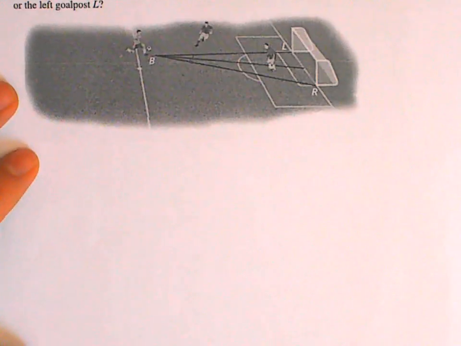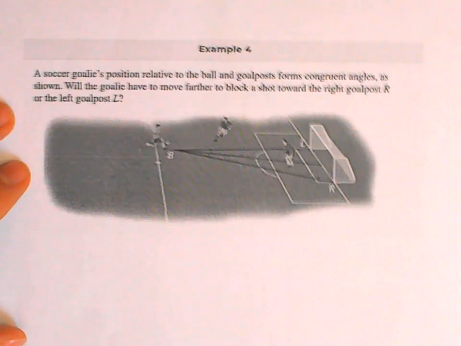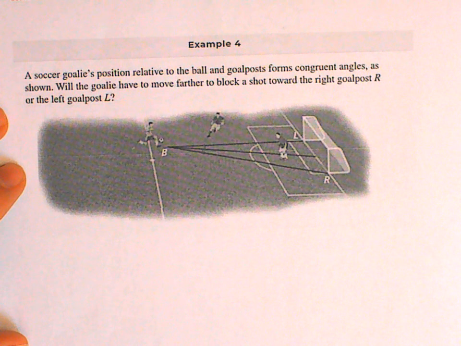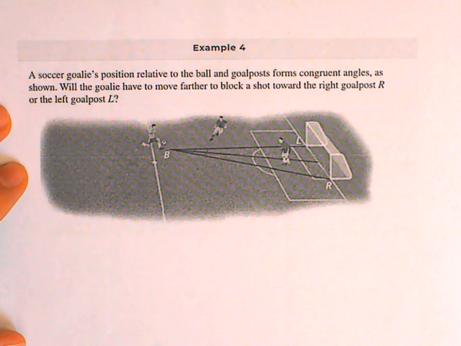Let's look at the next example. It says a soccer goalie's position relative to the ball and the goalpost forms a congruent angle as shown. Will the goalie have to move farther to block a shot to the right or to the left?